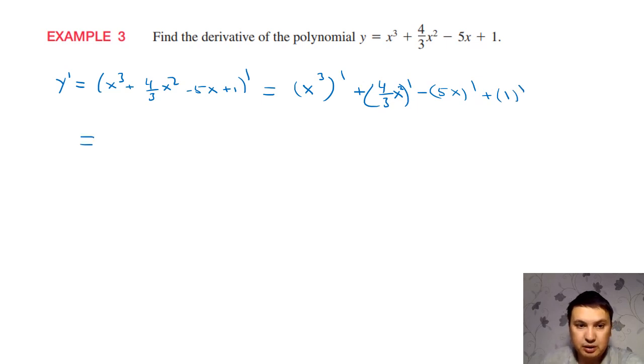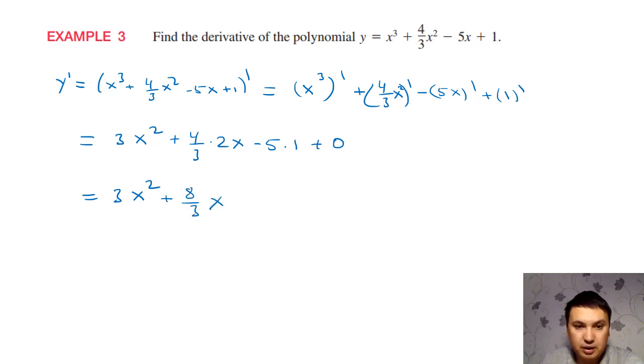So the derivative of x cubed is nothing but 3x squared. We know that we can take out the 4 over 3, and then we need to take the derivative of x squared, which is 2 times x, and then I can take out the 5, so it's minus 5 times the derivative of x, but the derivative of x is 1. And finally, we have a constant 1, so the derivative of a constant is 0, right? So simplifying, we have 3x squared plus 8 over 3 x minus 5.